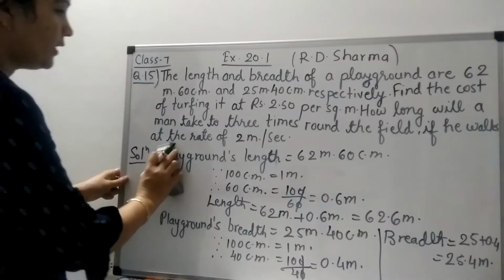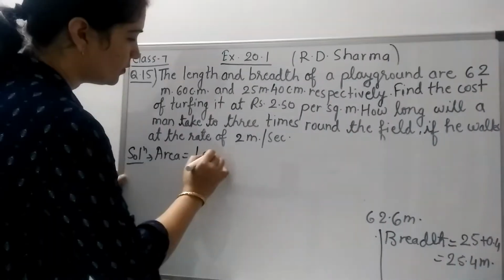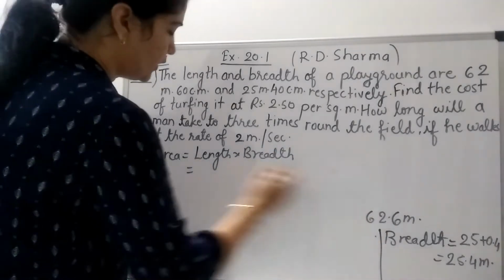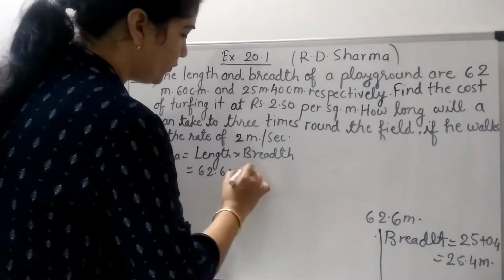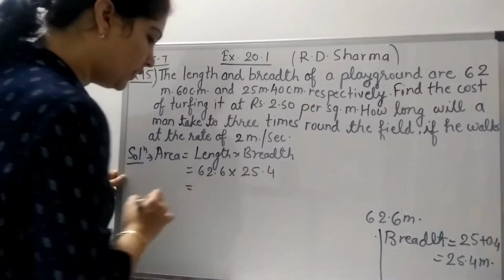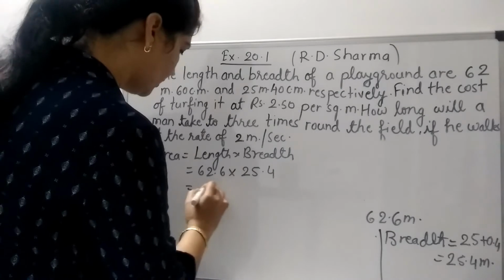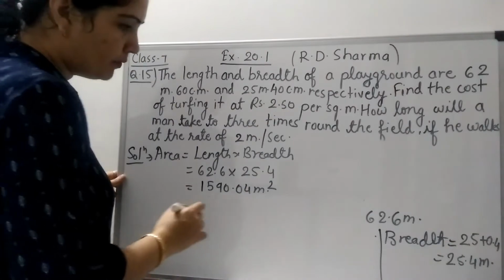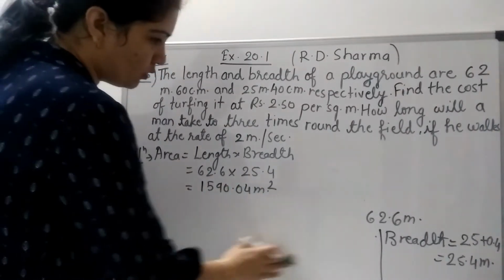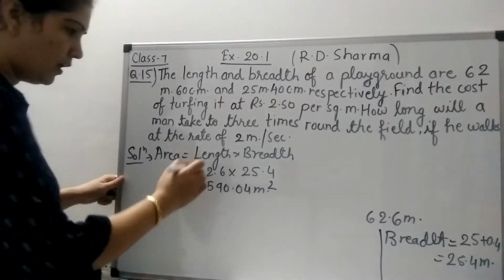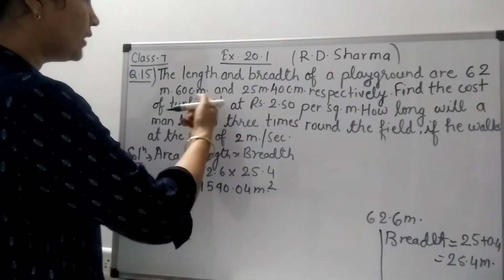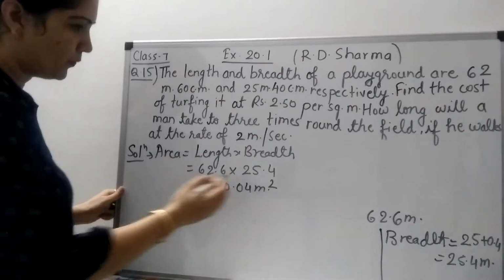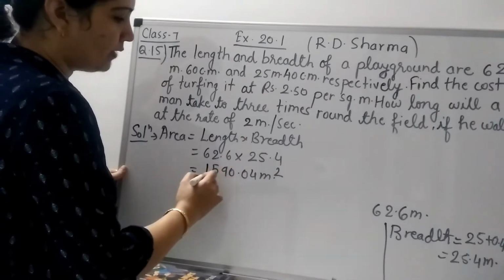Now we will find out the area. Area is equal to length into breadth, which is 62.6 multiplied by 25.4. When you multiply, you will get 1590.04 meter square. I must say that you should check if it is correct or not. You need to multiply. Okay, so this is the area. Now it is asked, find the cost of turfing it at 2.50 per square meter. So per square meter is 2.50. So now we have this much area.